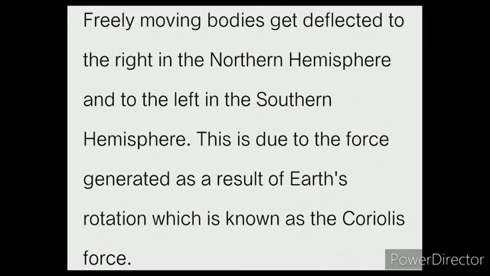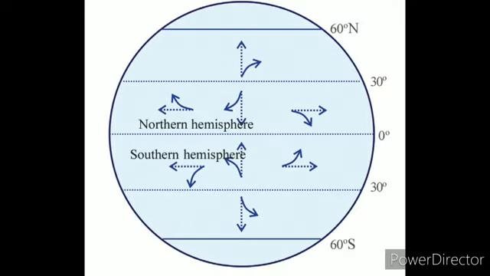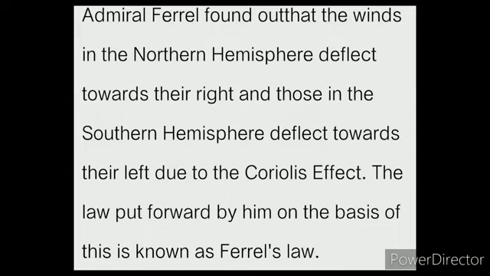Look at the picture. All the moving objects in the northern hemisphere turn right, and in the southern hemisphere turn left because of this Coriolis force. Admiral Ferrel found out that the winds in the northern hemisphere deflect towards their right, and those in the southern hemisphere deflect towards their left due to this Coriolis effect. The law put forward by Ferrel is known as Ferrel's law.